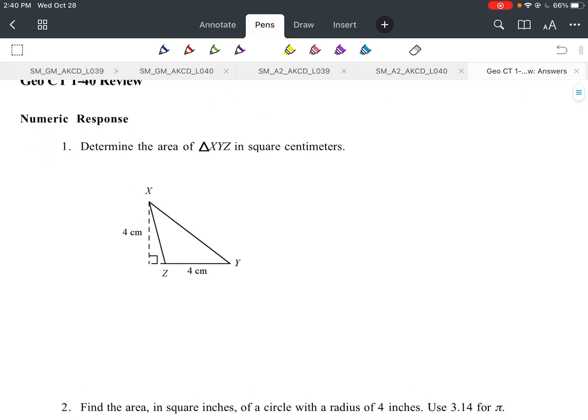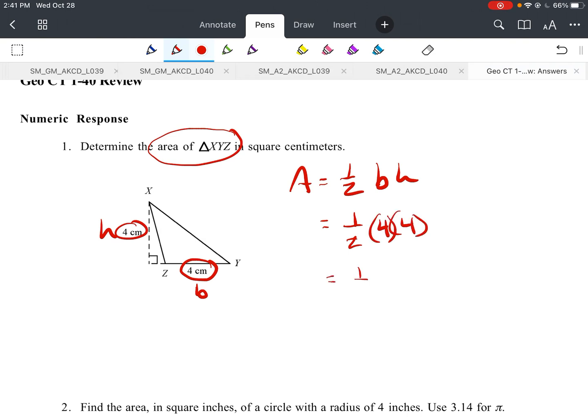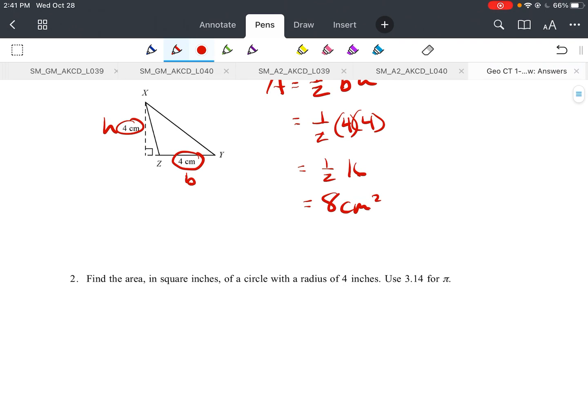Number one, we're talking about the area of a triangle XYZ. And we're talking about square centimeters, so clearly area of a triangle. You just start by writing the formula. Okay, so there's my base. There's my height, and it's just about as easy a problem as you're going to find on this test. 1/2 of 16, which is 8. And if you want the units, it would be centimeters squared for area. Good stuff. All right, let's go to the next one.